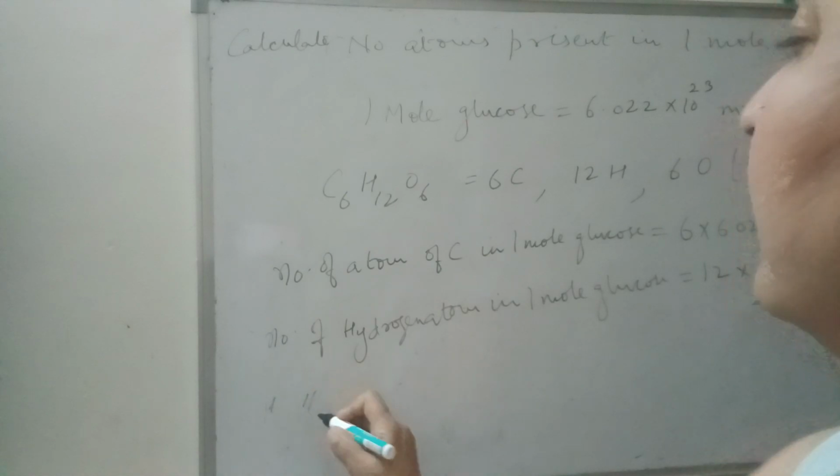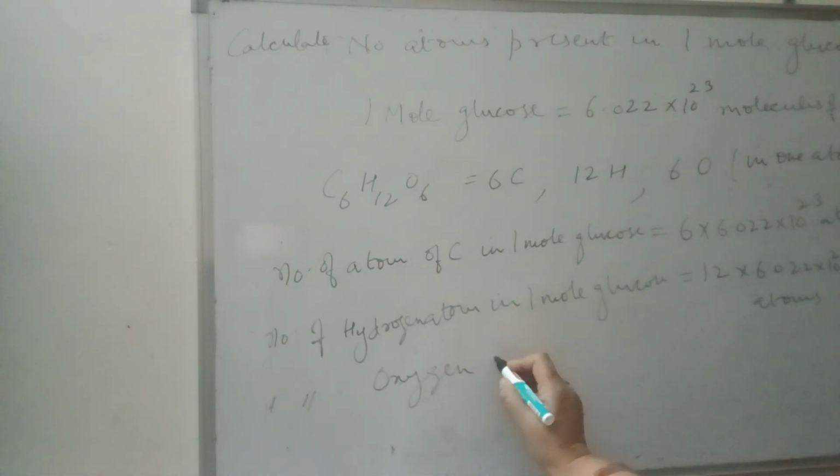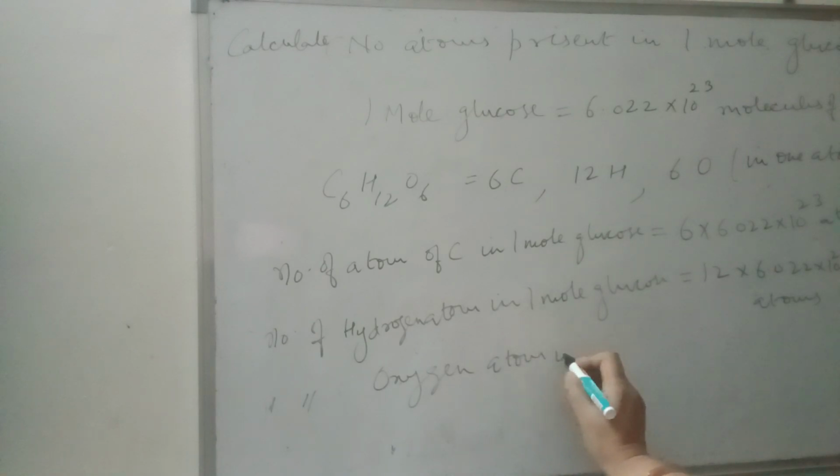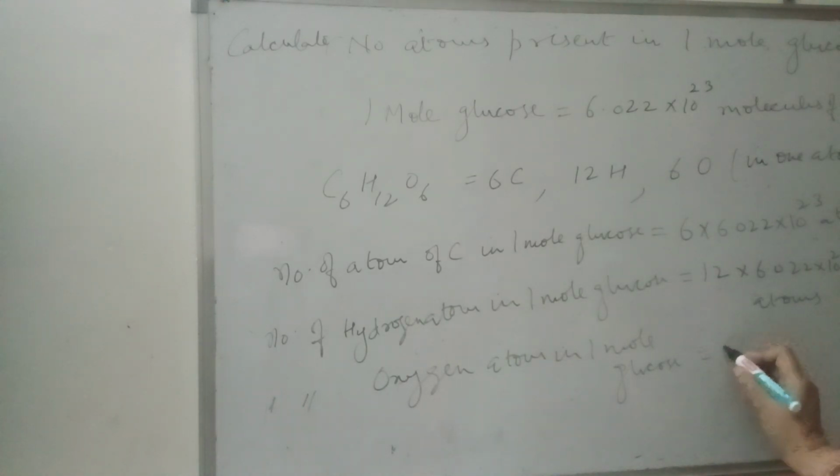Number of oxygen atoms in 1 mole glucose. 1 molecule is containing 6 atoms and 6.022 into 10 raised to the power 23 molecules. So 6.022 into 10 raised to the power 23 atoms of oxygen.